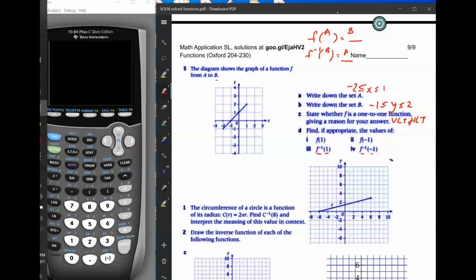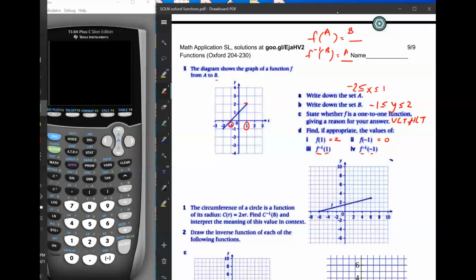So if I say f of 1, then I'm talking about the domain of 1, okay? So it would be like an x value, and the x value maps to a y value of 2. Number 2, f of -1. Again, it's not f inverse, it's regular f. So I'm going to take a domain value of -1 and it maps to a y value of 0.